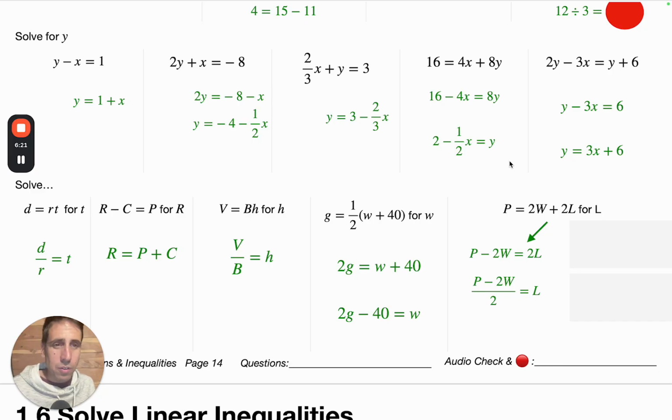There's an alternate way to do this. If you undo the addition and then the multiplication, that's great. But what happens if you undo the multiplication first? Let's divide all the terms on both sides by 2, and you get p over 2 is equal to just regular w plus L. Keep going. In order to solve this for L, p over 2 minus w is equal to L. We've just subtracted w from both sides.